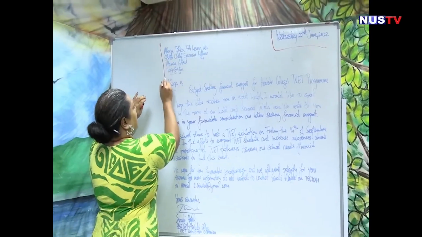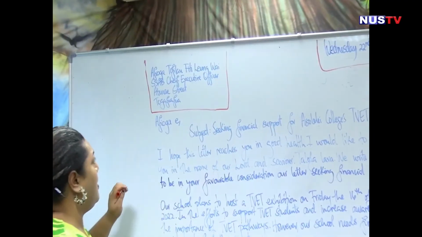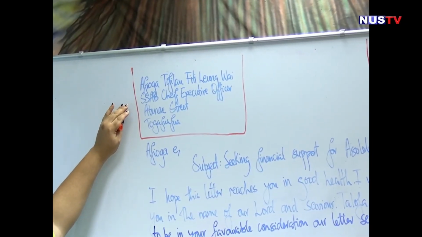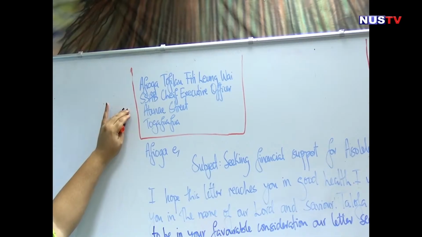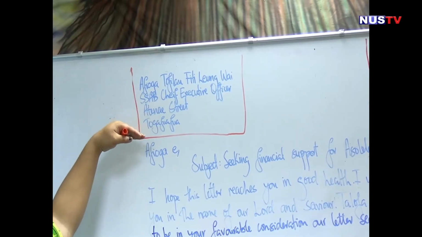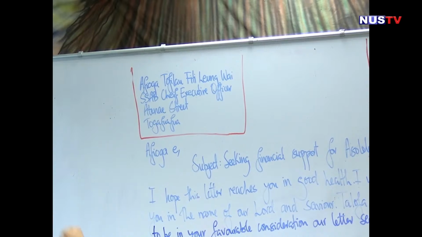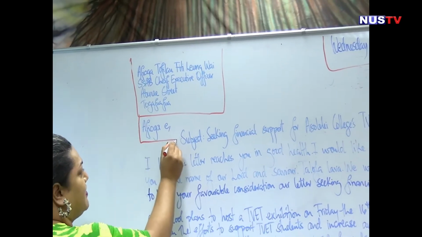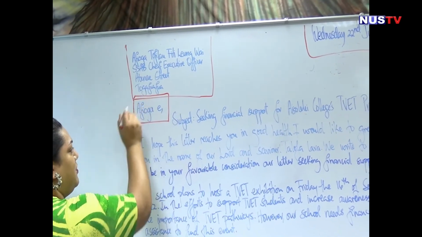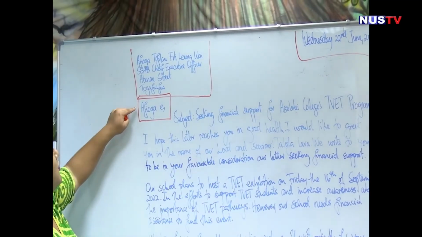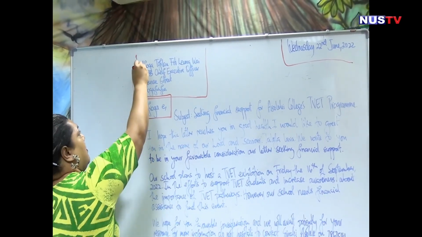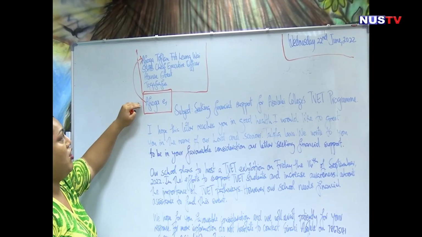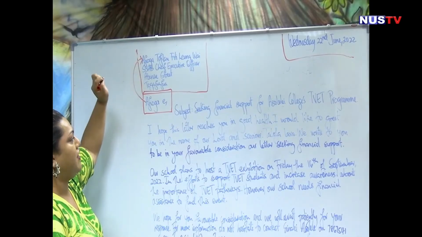So the inside address will be Afioga Tofilau Fiti Lengwai, SAP Chief Executive Officer, Atenai Street, Tungafuafua. The next part of your letter, you need to have your salutation. So the salutation is below the inside address, and we're going to use Afioga because we've already used Afioga in your inside address. So always remember the salutation complements the inside address.